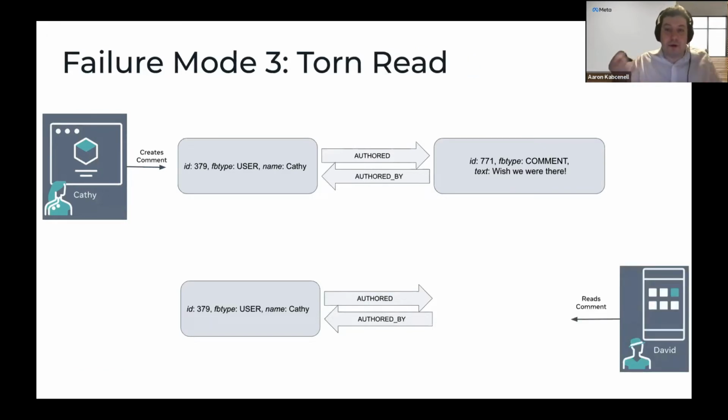An even more complicated case is where you end up with torn reads. Kathy creates the comment. You would hope to be able to see that comment globally. If David now opens his phone and wants to see that comment, he should be able to see it. But you may end up with the same breakage, where the comment's missing and the edge is there, or vice versa.